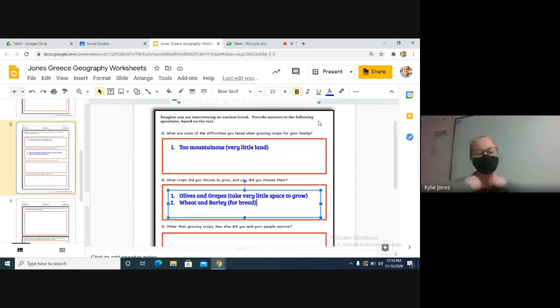Okay, so there's a couple of things about what they chose to grow. Olives and grapes. Focus in class, please. Olives and grapes were grown very, very often because they did not take very much space to grow. And we know that there was not very much room to grow things in ancient Greece. And then one of the other major ones that they would grow would be wheat and barley because they'd use that to make bread and other things that was necessary for food. Okay, so I'll give you about a minute to make that into a complete sentence. And then I'm going to go read the other half of that page. It's okay, you got this.